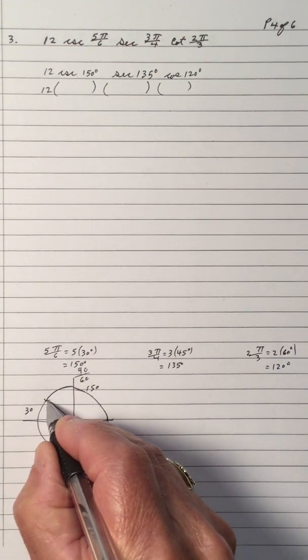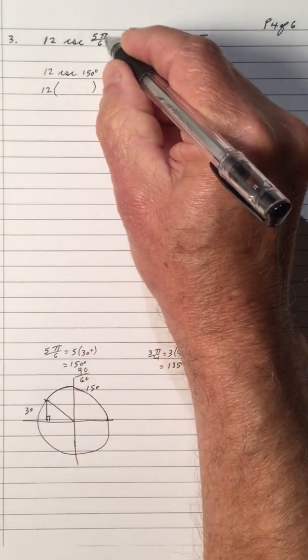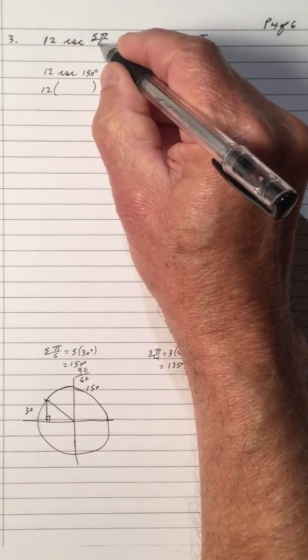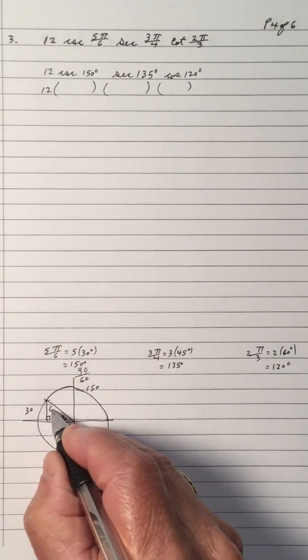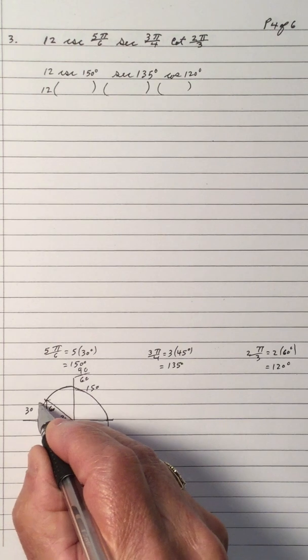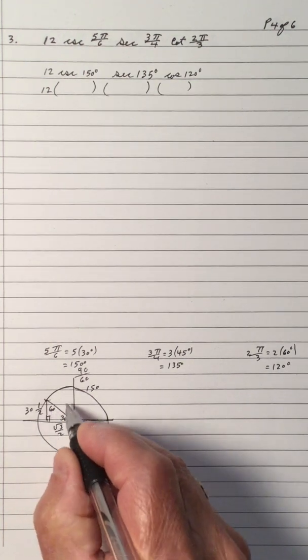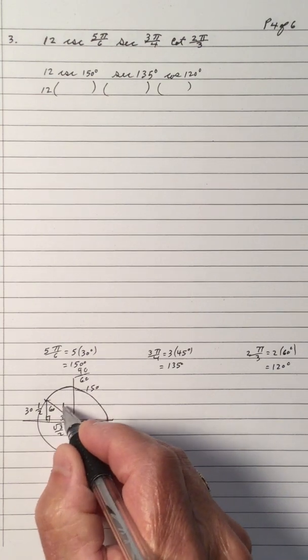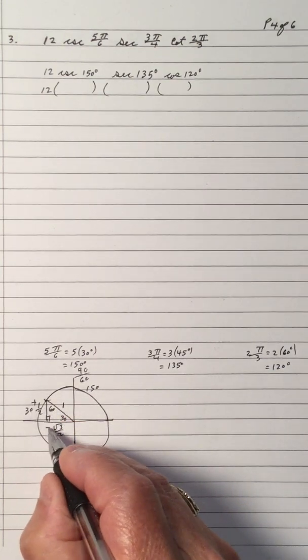We draw the terminal arm perpendicular to the x-axis. And again, pi over 6 is 30. So we know we have a 30 reference. This is a 60. Opposite 30 is a half. Opposite 60 is root 3 over 2. And the hypotenuse is 1, the radius is 1. Y is positive, x is negative.